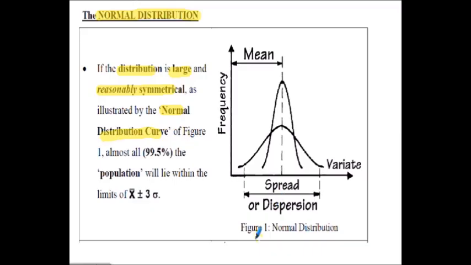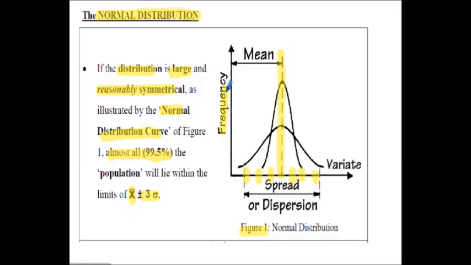Figure 1 here, a normal distribution, shows us a bell-shaped curve where almost 99.5% of the population is encompassed within plus or minus 3 standard deviations of the mean, the x bar value. So the mean, the x bar value, would be here on this line, and within plus or minus 3 standard deviations, going 1, 2, 3 to the left and 1, 2, 3 standard deviations to the right, we would encompass 99.5% of our population. That's what the normal distribution assumes.